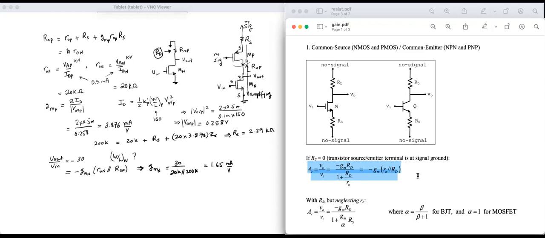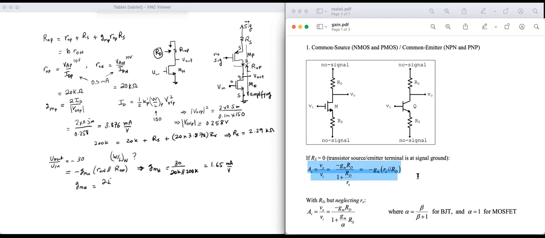So that's GMN. Can I find W over L from GM? Well, I know ID. I know GM. I can find VOV. And if I know ID and VOV, I can find W over L. So let's find VOV. GM is 2ID over VOV.